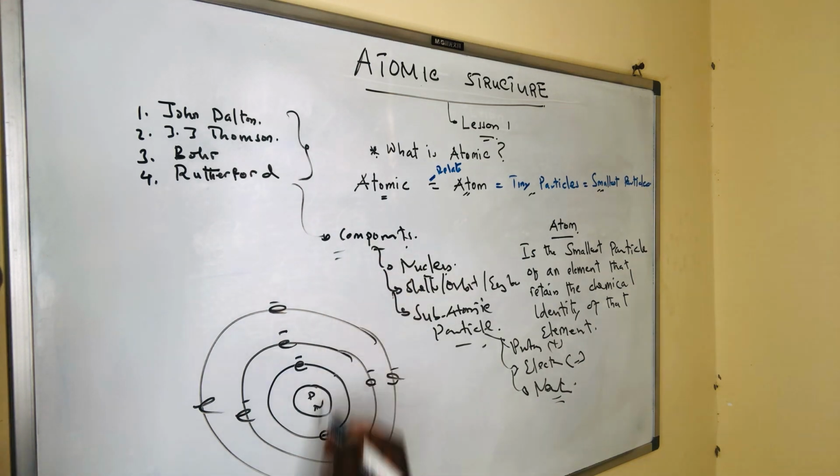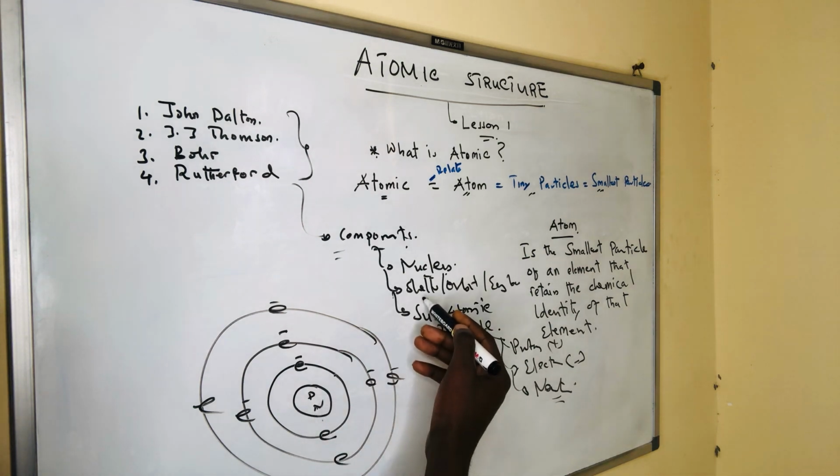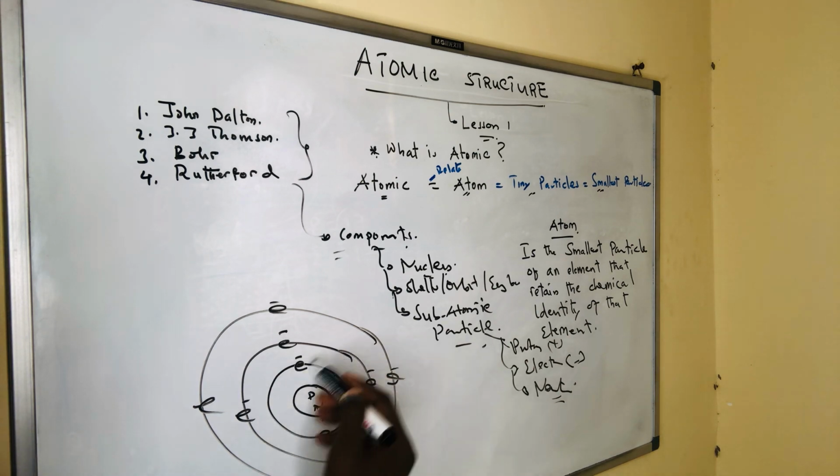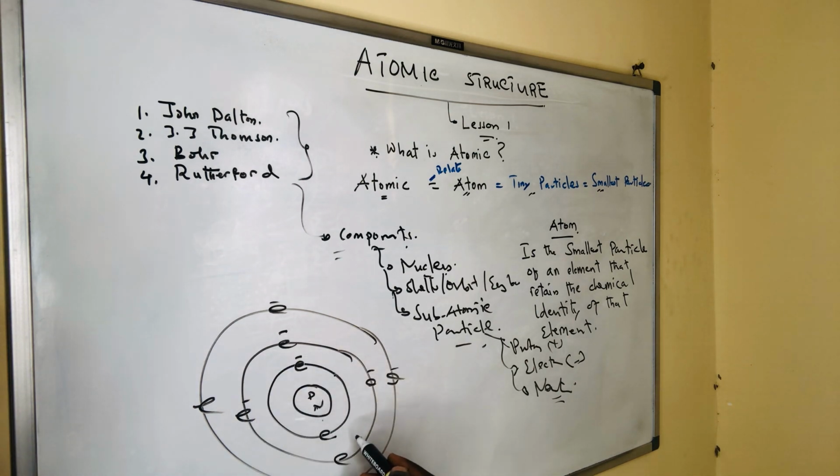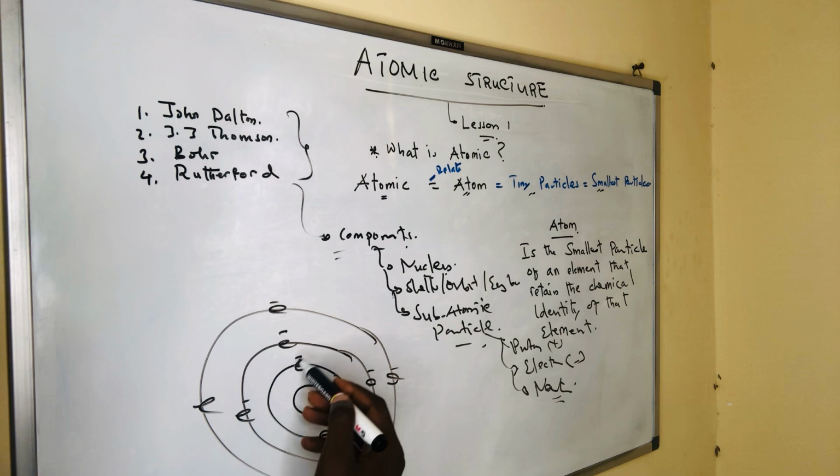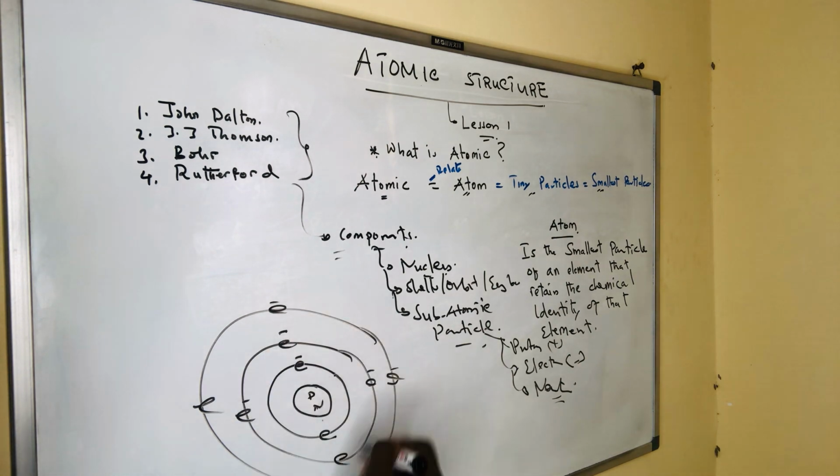Kwa hiyo atom inakuwa made by three components. Number one, it is a nucleus, a central part of the atoms that carry protons and neutrons. Also we have shells. It is a circular path or circular way taken by an electron to revolve around the nucleus. Also we have protons, a positive charge that is located inside the nucleus. We have electrons, a negative charge that is located at the shells of the atom. Also we have neutrons, a neutral charge that is present inside the nucleus of an atom.